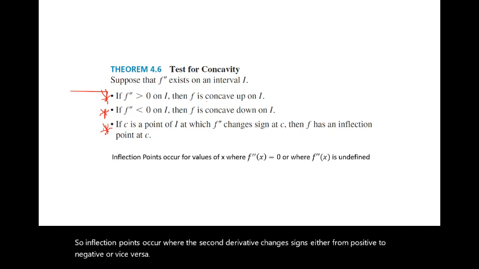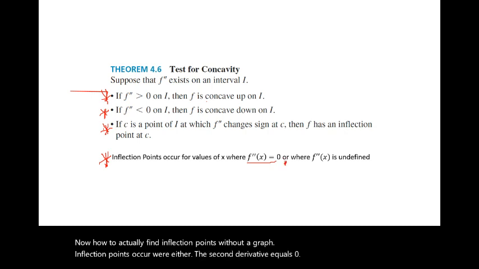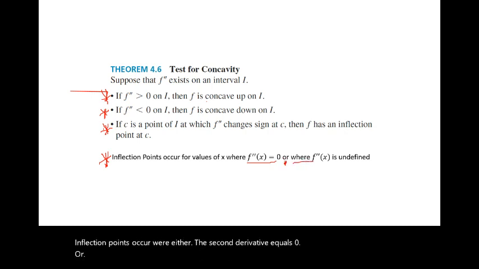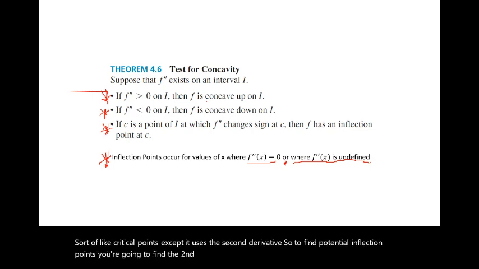Now, how to actually find inflection points without a graph? Inflection points occur where either the second derivative equals 0 or where the second derivative is undefined. Sort of like critical points, except it uses the second derivative. So to find potential inflection points, you're going to find the second derivative, you're going to figure out where it equals 0, and where it is undefined.